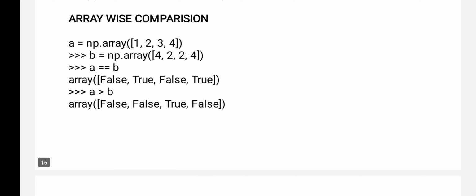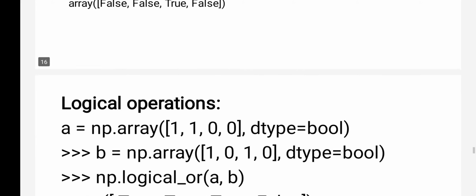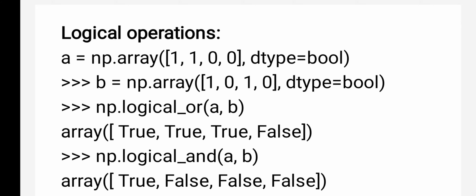Now here is array-wise comparison. How many arrays do we have? 2 arrays. What is the first array? a equals np.array. How many elements do you have? 4 elements, 1, 2, 3, 4. And b equals np.array 4, 2, 2, 2. The same example I have given. False, because 1 equals 4, false. 2 equals 2, false. 3 equals 2, false. Like that.